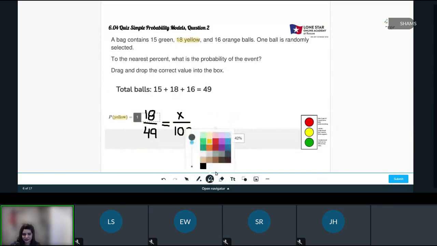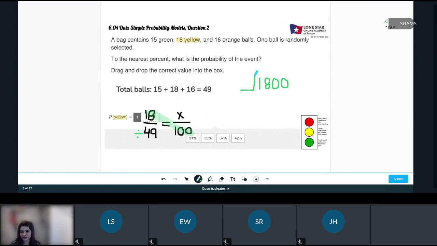In that manner, we will multiply 18 times 100. 18 times 100, we get 1800. And we divide by 49. And this question was allowing you the use of a calculator because of the weird calculations. 18 times 100 is 1800. Then divide by 49. That's how you can show that division by 49. How much do you guys get?